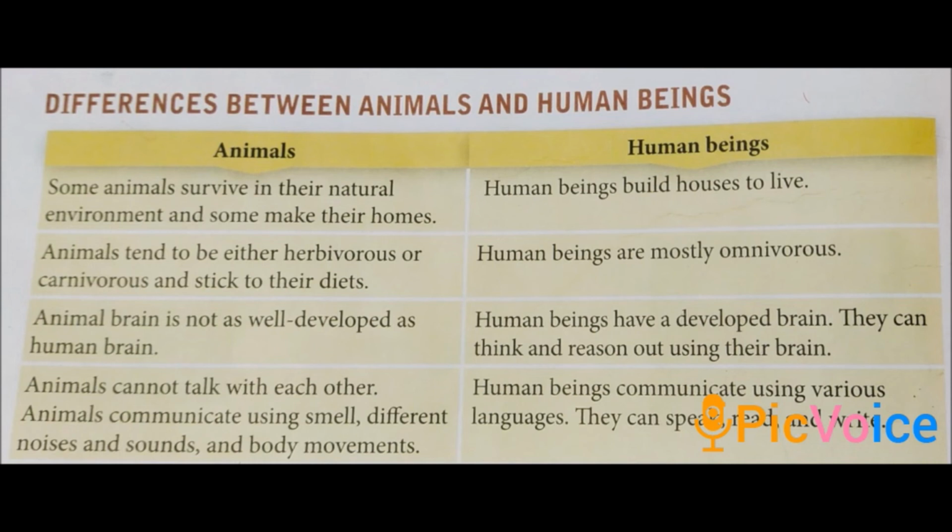So this is the difference between animals and human beings. In this we have discussed food, house, what makes human beings unique, the main difference, and how they communicate. So these are the differences between animals and human beings, children.